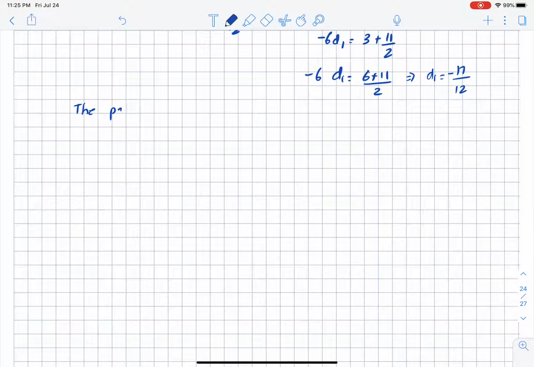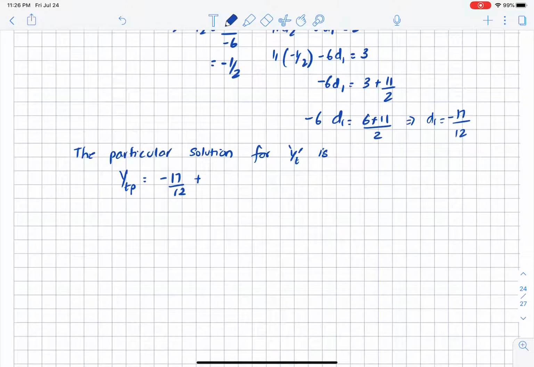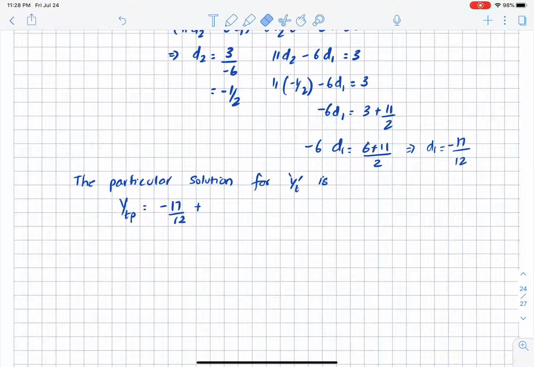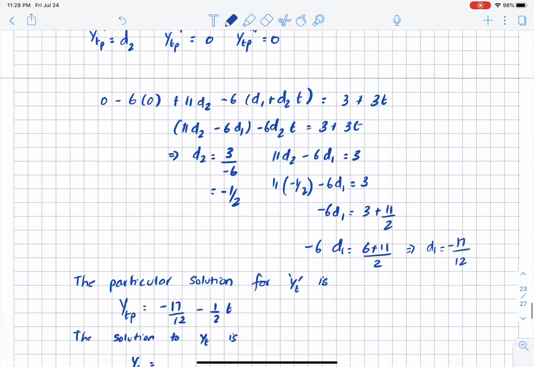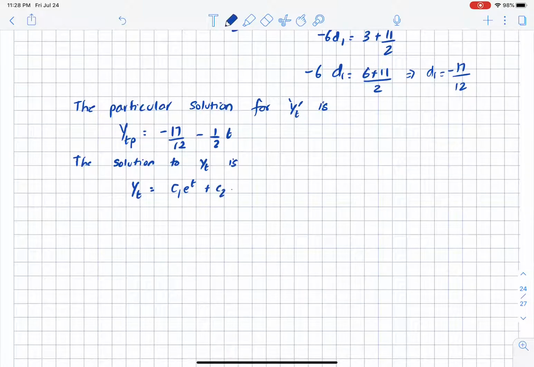So the particular solution for y(t) is y_tp equal to d1, which is negative 17 over 12, plus d2, which is minus half, so minus half t. So the solution to y(t) is the complementary solution, which is c1 e^t plus c2 e^(2t) plus c3 e^(3t), minus 1 half t, minus 17 over 12.